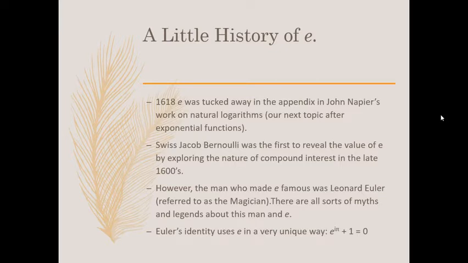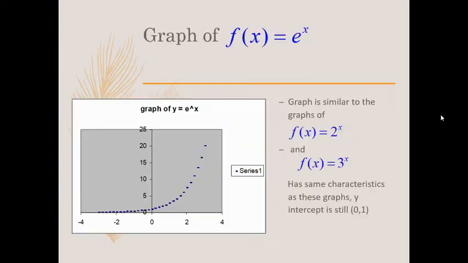There are all sorts of myths and legends about this man and e. Euler's identity uses e in a very unique way. We have e to the power of i pi, plus 1 equals 0. That i stands for an imaginary number.